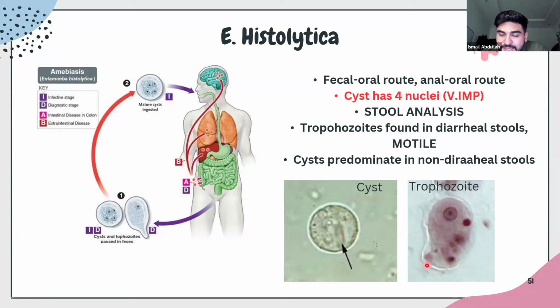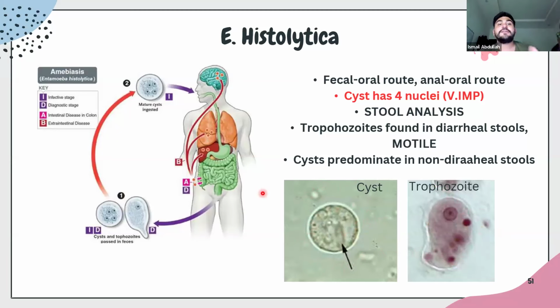If you look at the trophozoite, it's like a huge cell and there are multiple cells inside. These are the erythrocytes that the E. histolytica eats. So these are the red blood cells right here. So this is how I remember it. Entamoeba eats erythrocytes. Cyst, again, is going to be the infective stage, and trophozoite is going to be the diagnostic stage. I hope this is very clear. This is very important.